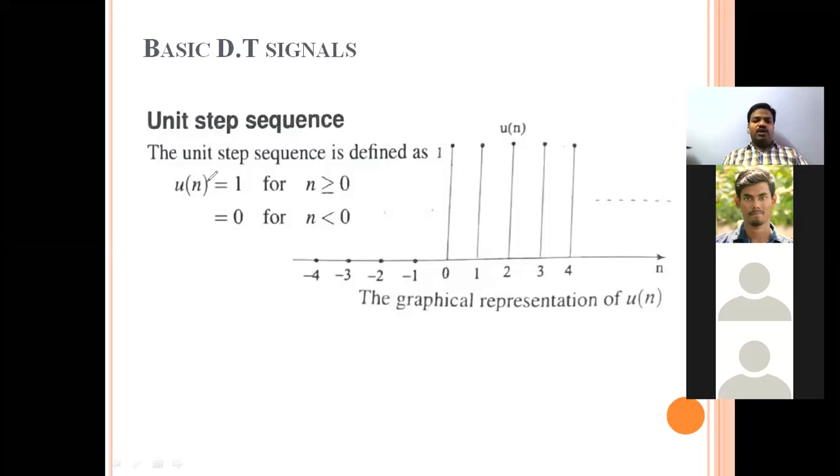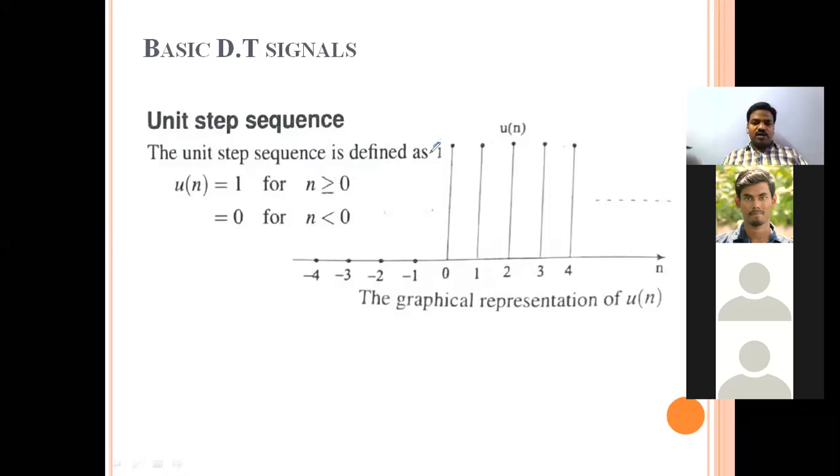Now see here, the unit step sequence is defined as u of n is equal to 1 for n greater than or equal to 0 and u of n is equal to 0 for n less than 0. That means from n is equal to 0 to infinity. Here remember that n is an integer. n is equal to 0, 1, 2, 3, 4. It is not 1.5 or 2.5. So n is an integer, meaning it is 0, 1, 2, 3, 4, etc. up to infinity. So from 0 to infinity, the value is equal to 1.